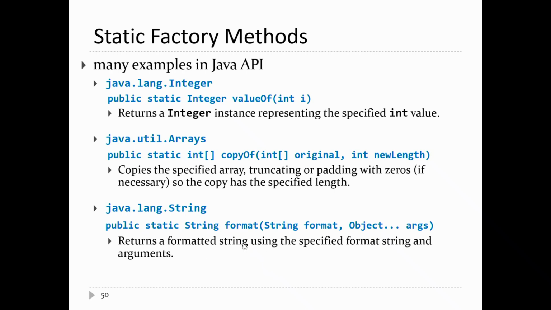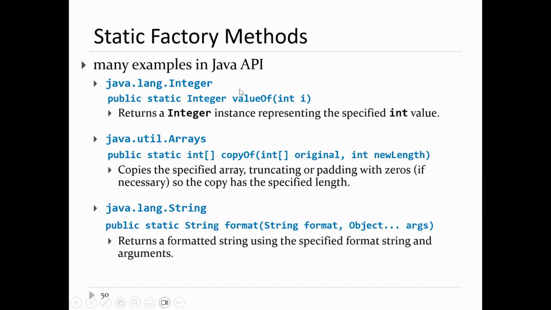String's got this method called format that will let you compute a new string that's formatted in a particular way. Again, another static factory method. And these things are all over the place. So if you look in the standard library classes, even the ones that we've been using so far, you will probably find at least one or more static factory methods.